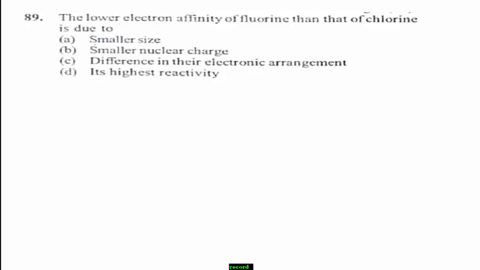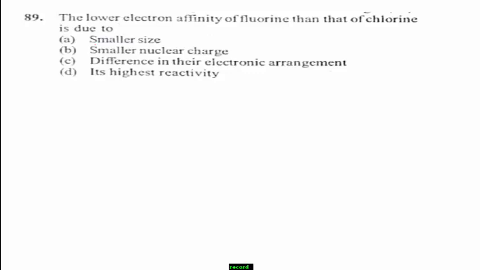89. The lower electron affinity of fluorine than that of chlorine is due to option A, smaller size, option B, smaller nuclear charge, option C, difference in their electronic arrangement, option D, its highest reactivity. Students, the question is based on electron affinity.